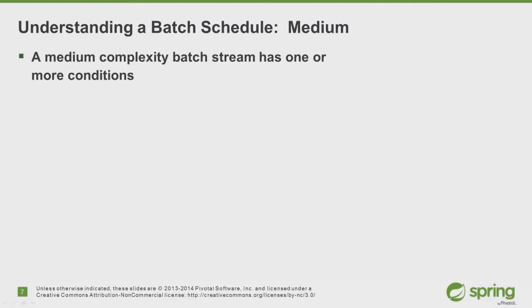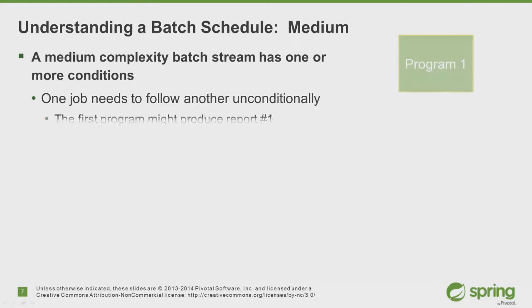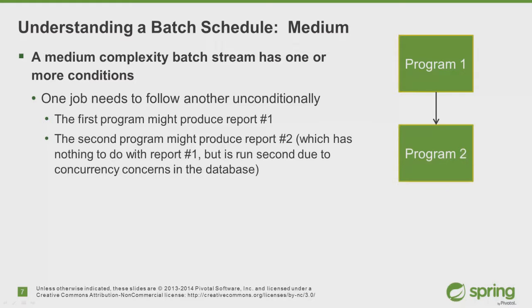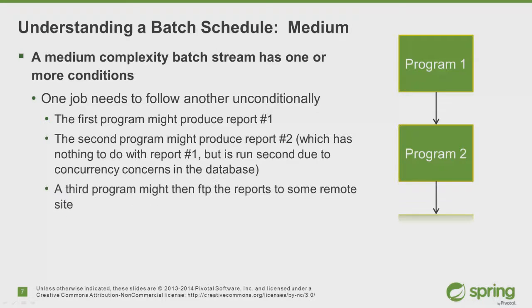Now, a medium batch schedule is where there's some relationship between the various programs that are going to execute. So, for example, let's say one job needs to follow another unconditionally. The first program might produce a report, such as report number 1. When it's through, and only when it's through, a second program might run, program 2, to produce report number 2. Might have nothing to do with report number 1, but we run it second because, let's say, there's some dependency in the database that necessitates us running it second.